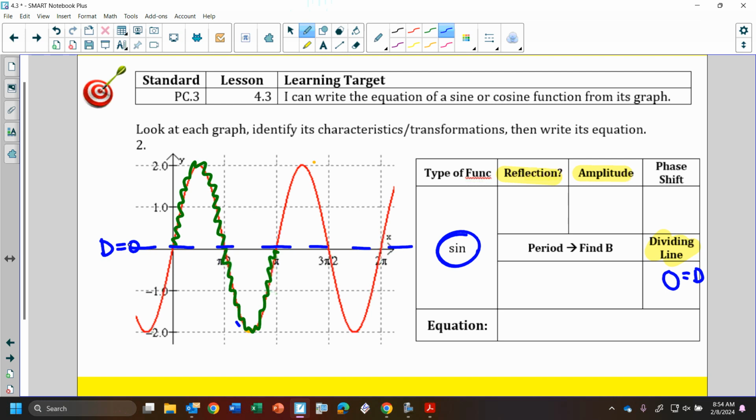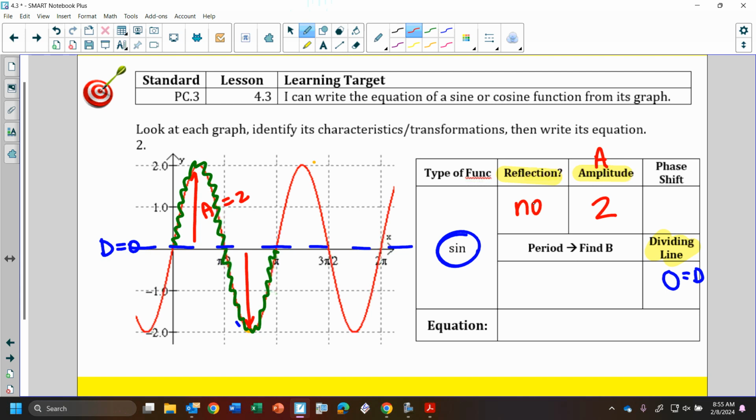Looking at your picture, what do you think the A would be, the amplitude? 2. It looks like it's up 2 and down 2 from that dividing line. Do you see it? That's your A value. How do I know if there's a reflection? Does this one go negative first or positive first? Positive first. So is there a reflection? No. So we know that the A is going to be a positive 2. We know the dividing line D is going to be a 0. Up next is the B and the C.